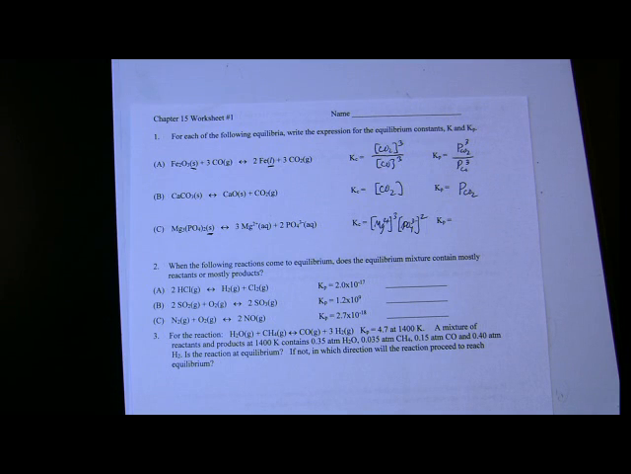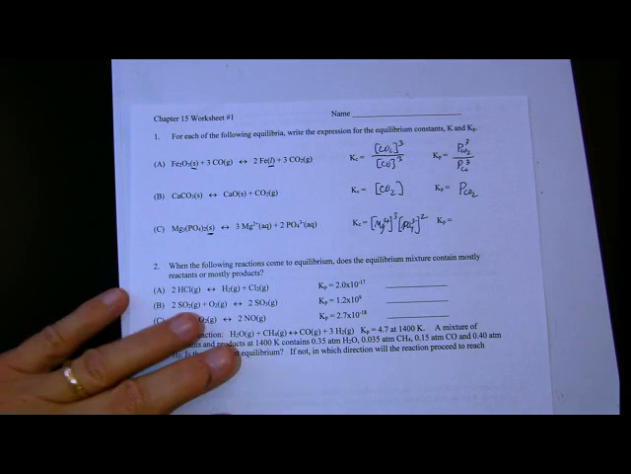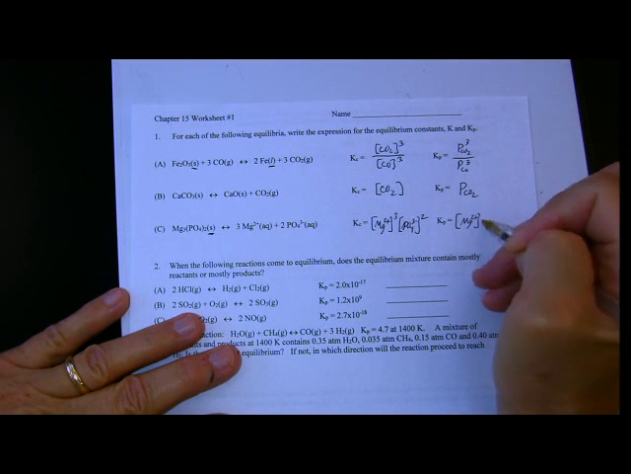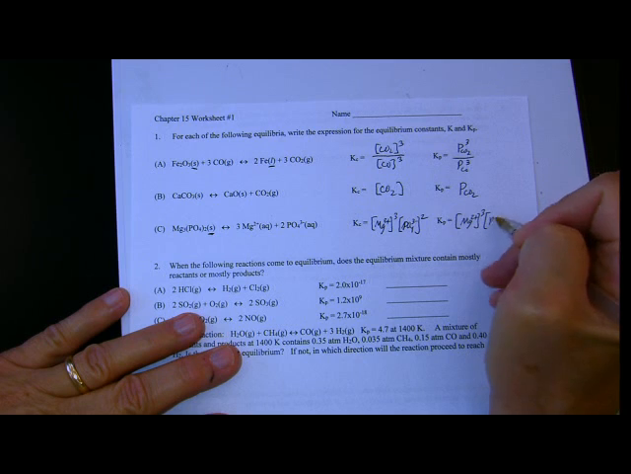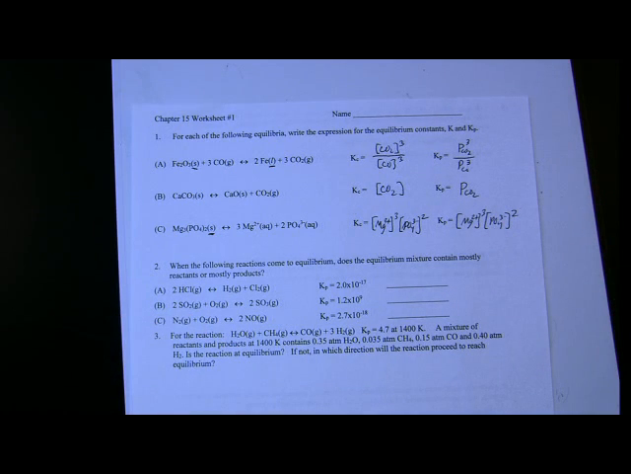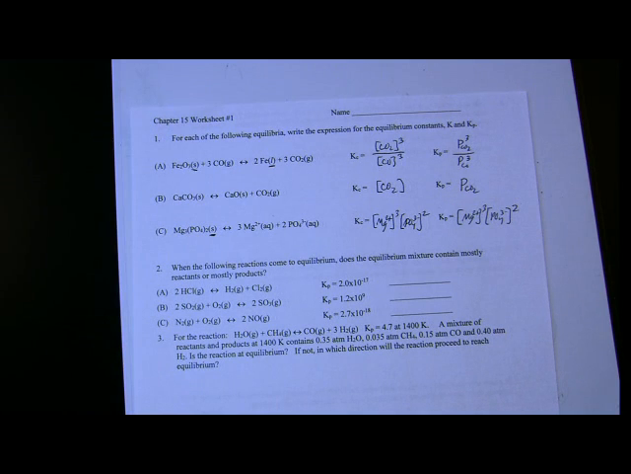What do you think K sub P is in here? We don't have any gases, so what is K sub P? Concentration. Yep, it's just the concentration of magnesium ions cubed and phosphate ion squared. When there are no gases, K sub P and K sub C have the exact same expression. If there are gases, then you just replace whatever concentration there is with the pressure.